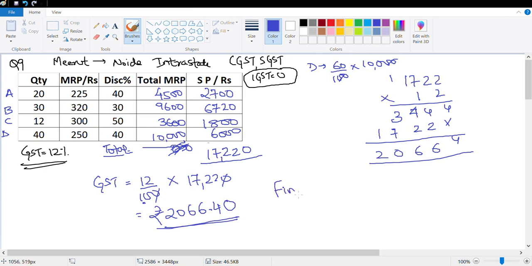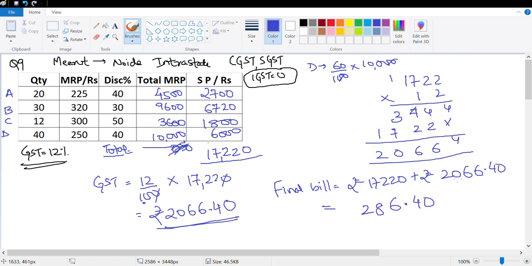So final bill will be equal to rupees 17,220 plus rupees 2066.40, that's rupees 19,286.40. Let's read what they want me to calculate. Find the total bill amount. So this is our total bill amount. So let's move on to the next question.